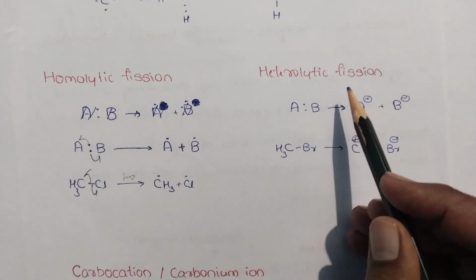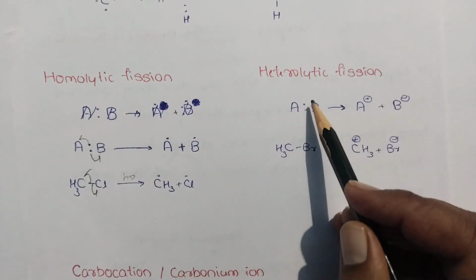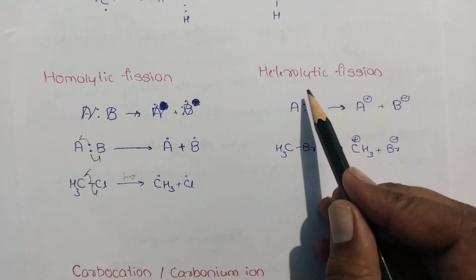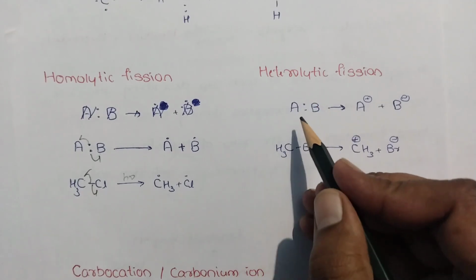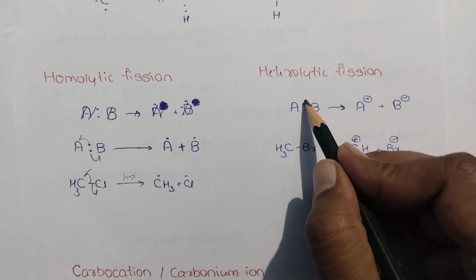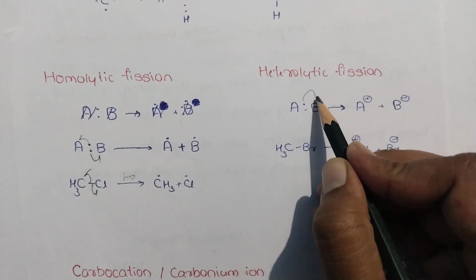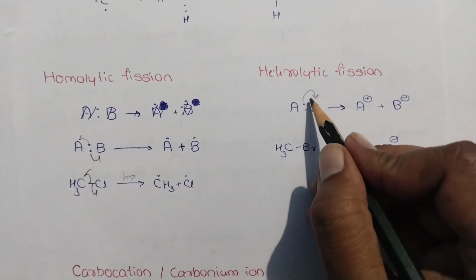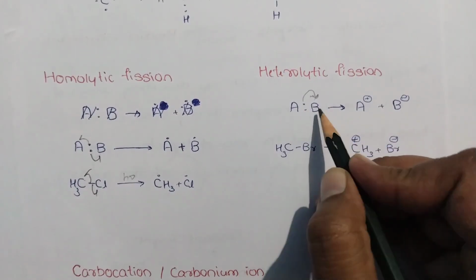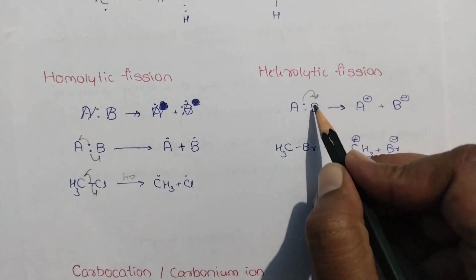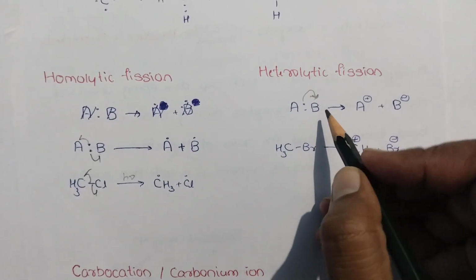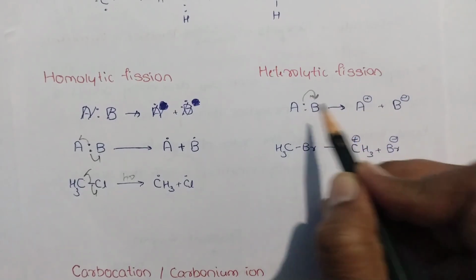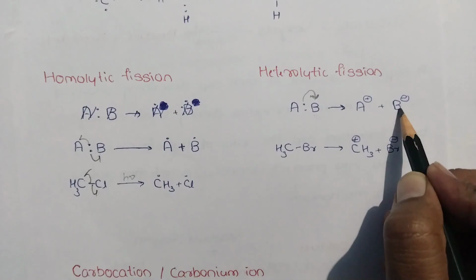Heterolytic fission means the cleavage of a bond takes place, and after the cleavage, the electrons are shared heterolytically, meaning both electrons go to only one atom, the more electronegative one out of A and B. B is considered more electronegative, so both electrons go to B, so that A gets the positive charge and B gets the negative charge.